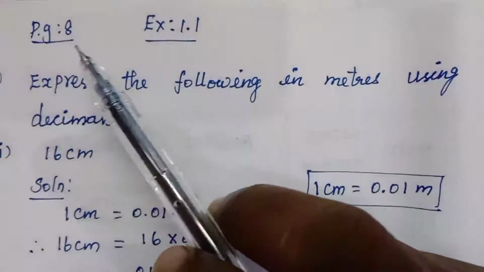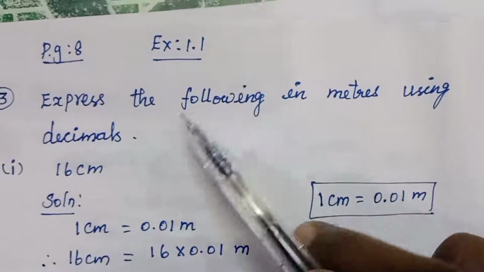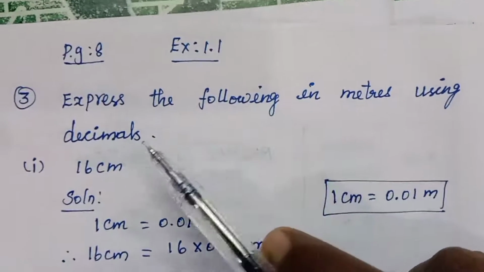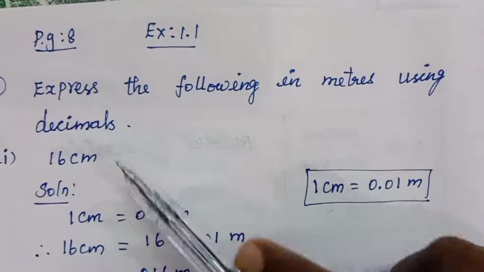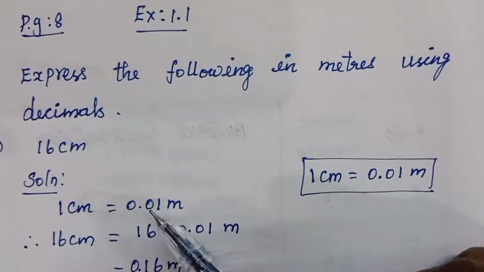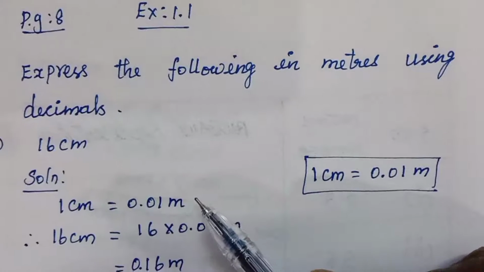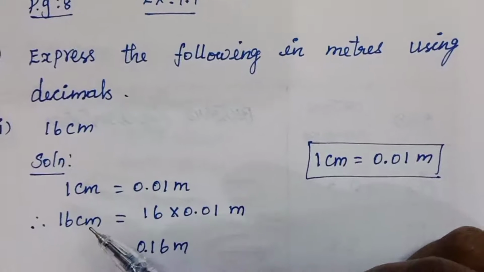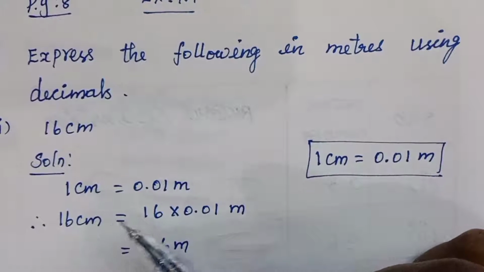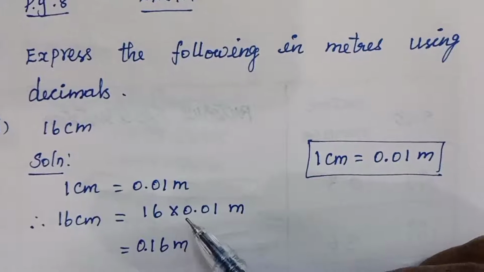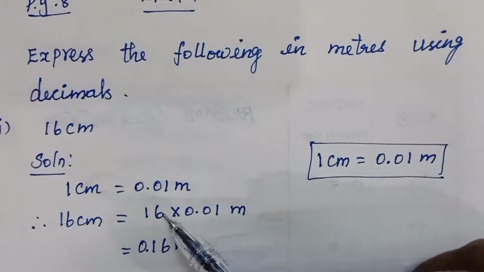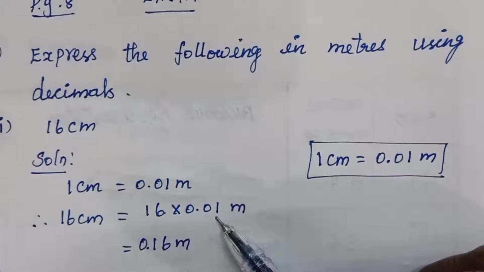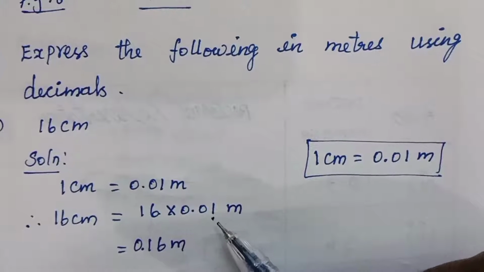Students, in your book page number 8, exercise 1.1, express the following in meters using decimals. For 16 centimeter, we want to convert it as a meter. First, you have to write 1 centimeter equal to 0.01 meter. So, we want to find for 16 centimeter. 16 centimeter is equal to 16 into 0.01 meter. So that is, 16 multiplied with 1, what do you get? Any number multiplied with 1, we get the same number.